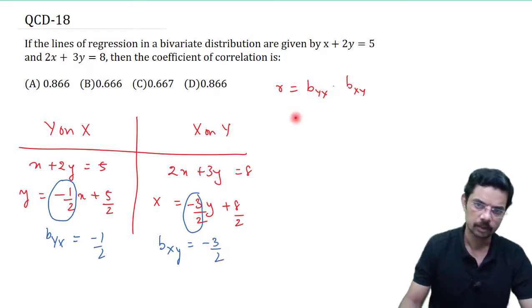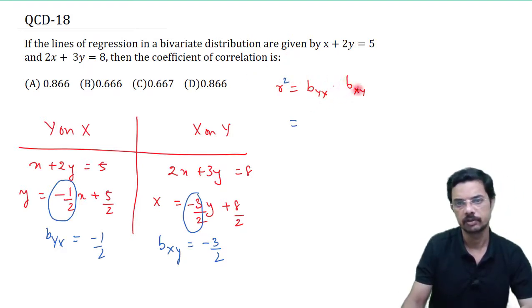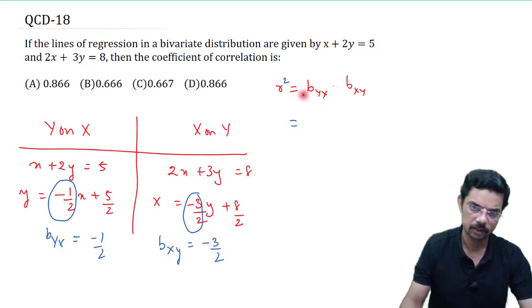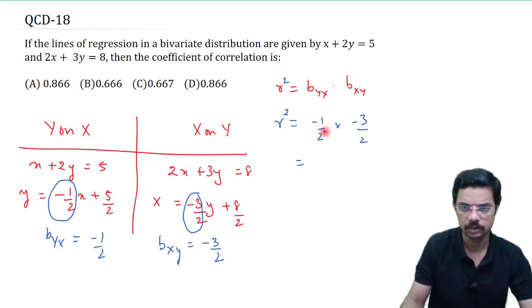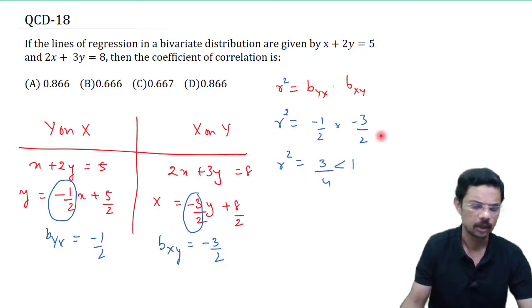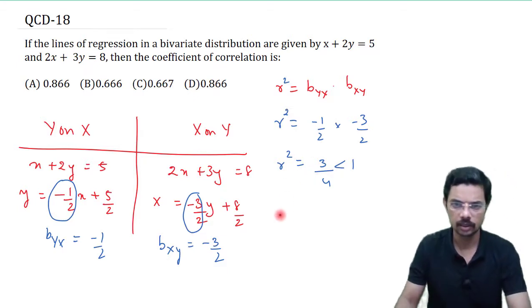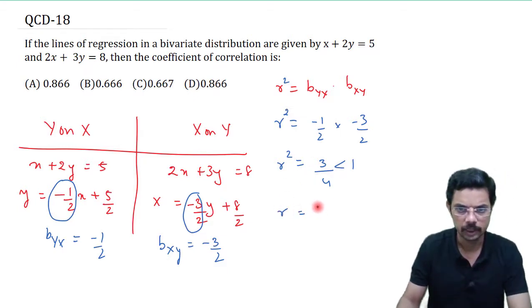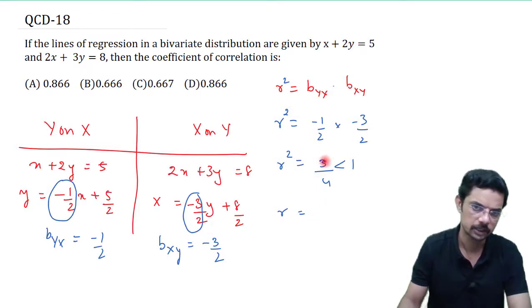Now we know that r square is equal to byx into bxy. When we take this product, both of them are negative, therefore the correlation coefficient will also be negative. And r square should be less than 1, that is a condition. So byx is minus 1 by 2 into minus 3 by 2, which gives 3 by 4. So r square is less than 1, so the condition is satisfied. Then r is equal to plus or minus root of 3 by 4.